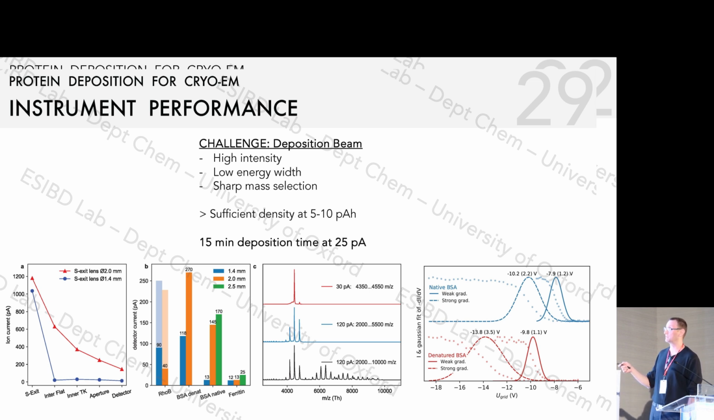We measure coverage in picoamp hours. One picoamp for one hour is one picoamp hour, and it is roughly 10 to the 9 particles or ion charges. You get sufficient density at 5 to 10 picoamp hours. So 30 picoamps made us very happy, because it means 20 minutes deposition time. This is something we can work with. Actually, this was not for free.